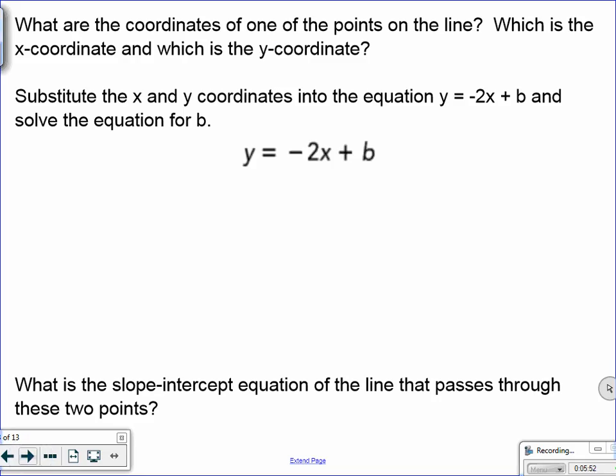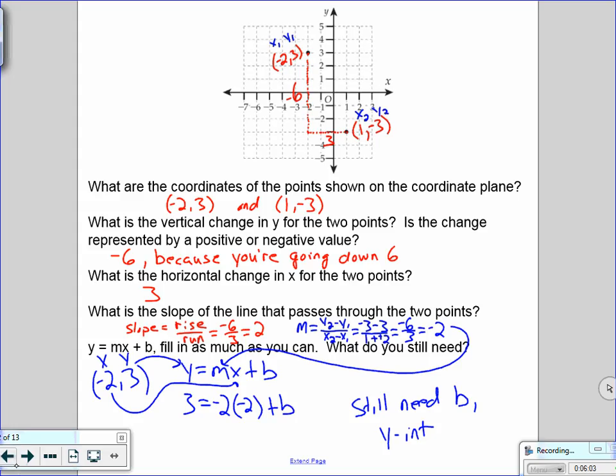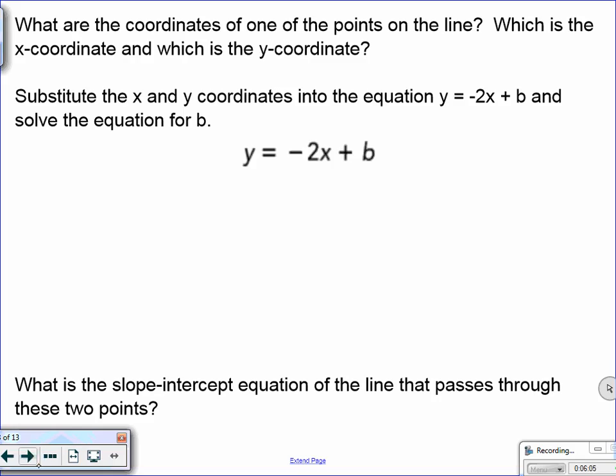Okay, so moving on to the next one here. What are the coordinates of one of the points on the line? Okay, so I already, if we go back here, I already picked this. X is -2.